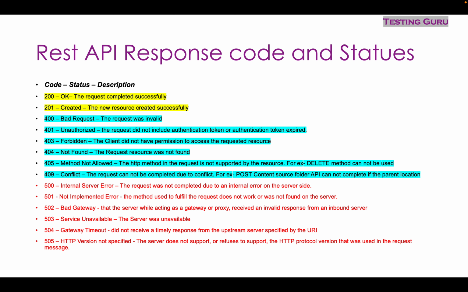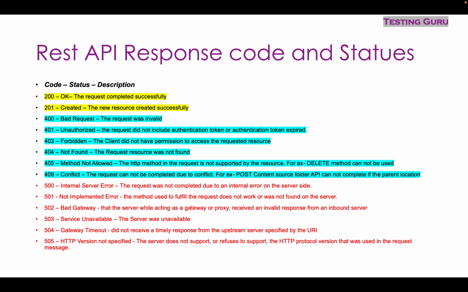And 501 is a not implemented error. The method used to fulfill the request doesn't work or was not found in the server. In that case, we get a 501 error. And also we get 502, that is a bad gateway. Bad gateway is when the server, while acting as a gateway or a proxy, received an invalid response from the inbound servers. In that case, we get a bad gateway.